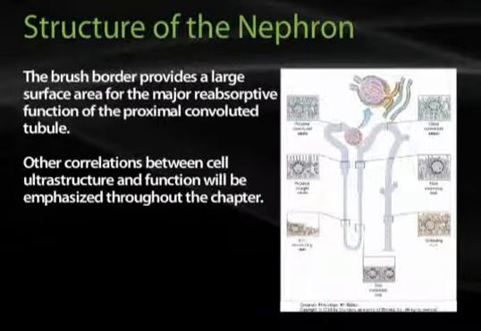The brush border provides a large surface area for the major reabsorptive function of the proximal convoluted tubule. Other correlations between cell ultrastructure and function will be emphasized throughout the chapter.